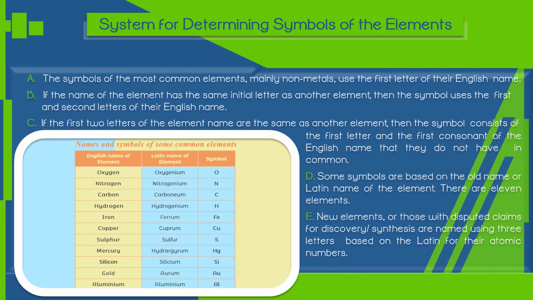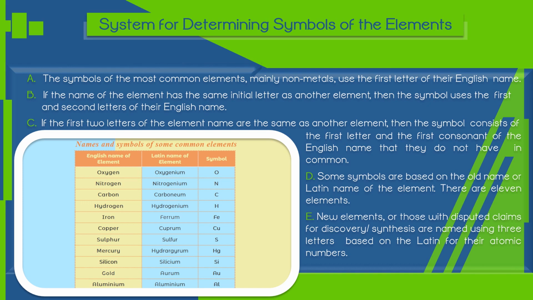System for determining symbols of the elements. So the first question arises, what is a chemical symbol? There are over 118 different elements which are made up of atoms, and the elements can be divided into metals and non-metals. Chemical symbols and formulas are used to represent these elements and compounds.